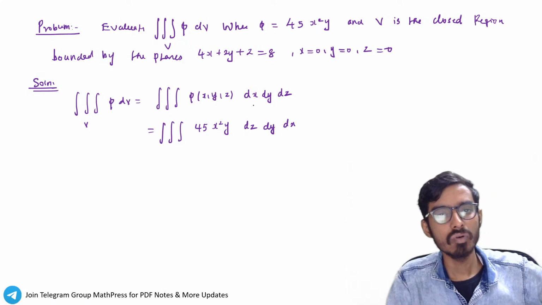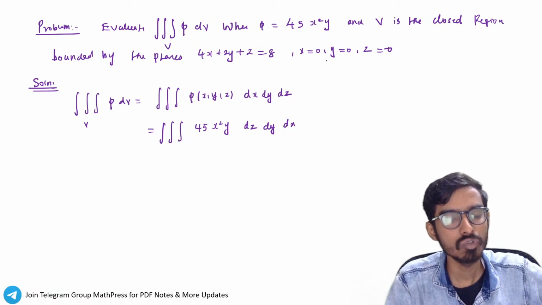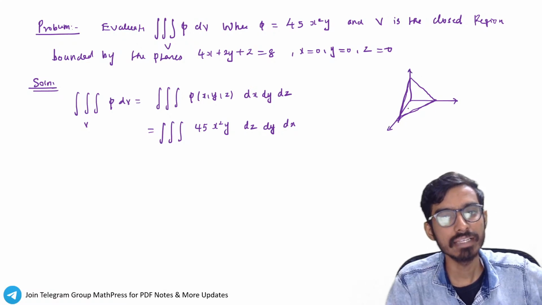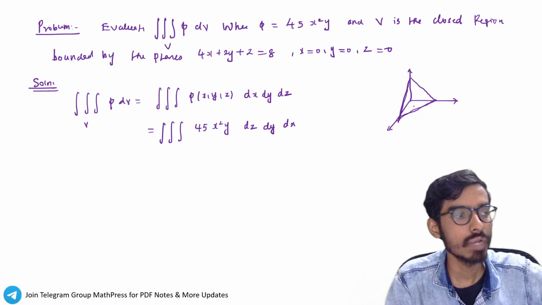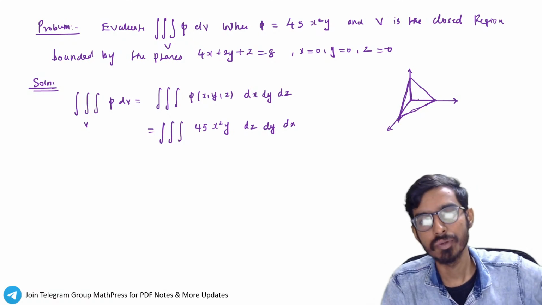Okay. Now see, here they have given some planes, right? It is bounded by x is equal to 0, and these planes. Let us draw a very rough diagram to give you clarity. We have a plane like this. Let us say this is 2, this is 4x plus 2y plus z is equal to 8. And x is equal to 0, y is equal to 0, z is equal to 0.